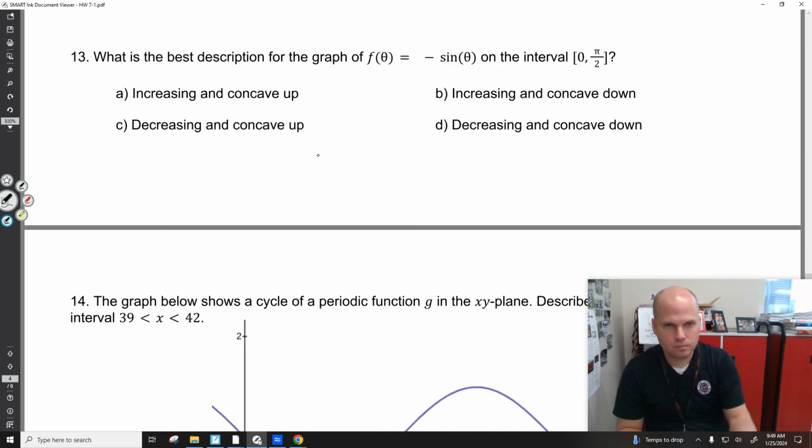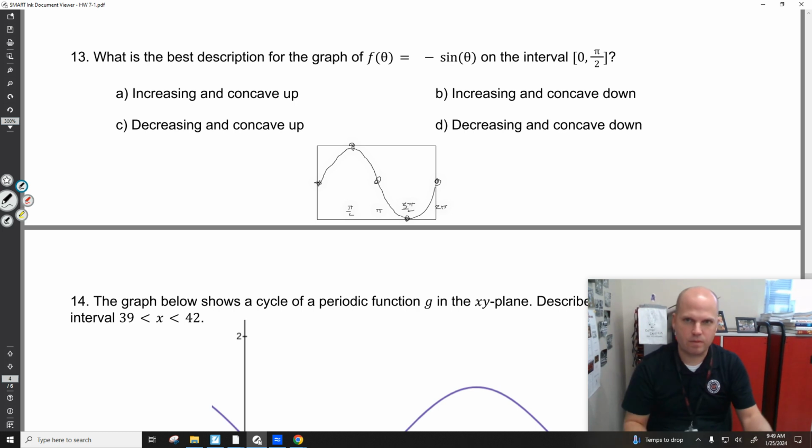Sine starts in the middle at 0. Sine of pi over 2 is 1. Sine of pi is 0. Sine of 3 pi over 2 is negative 1. Sine of 2 pi is 0. We know these values. We're good with the last lesson, these major extreme values. Flip it.